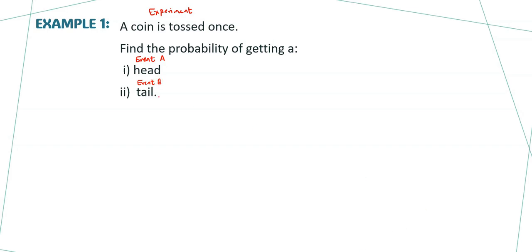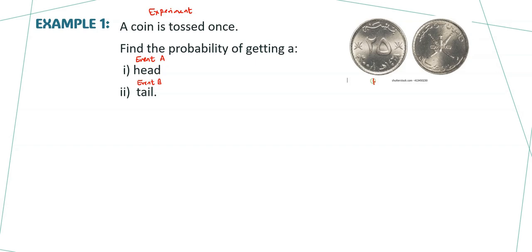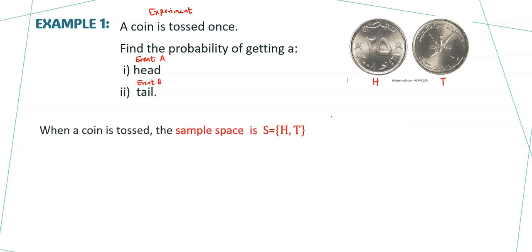So to find these probabilities, always first start by finding the sample space. So when a coin is tossed, you will get either head or tail. So what is the sample space? H, comma, T. This is the sample space. How many outcomes are there? 2 outcomes. Either head or tail. Head is the first outcome, tail is the other outcome. Okay. Now, what they want, what is the probability of getting head?